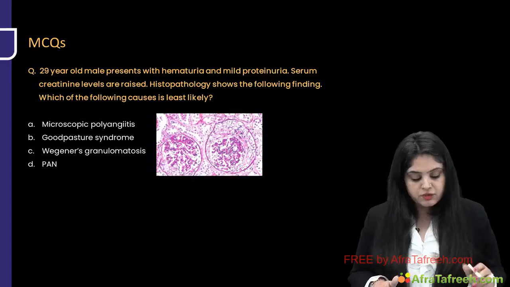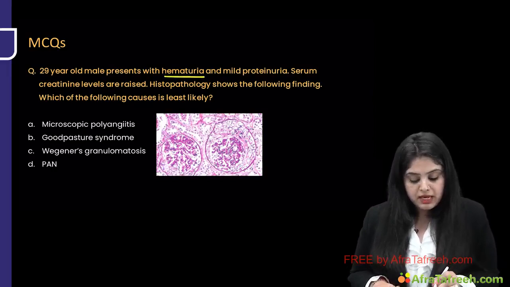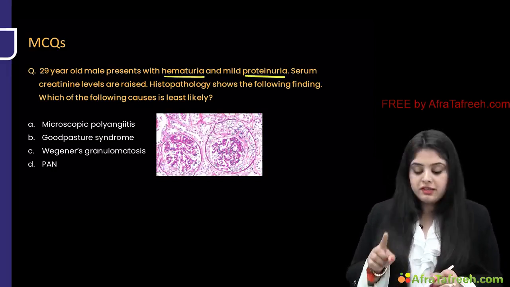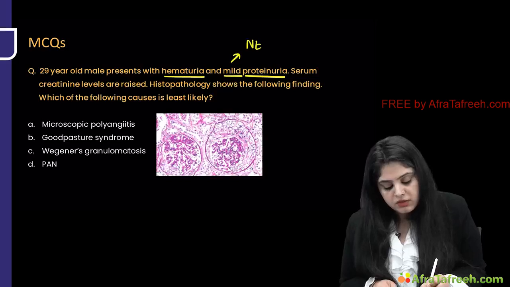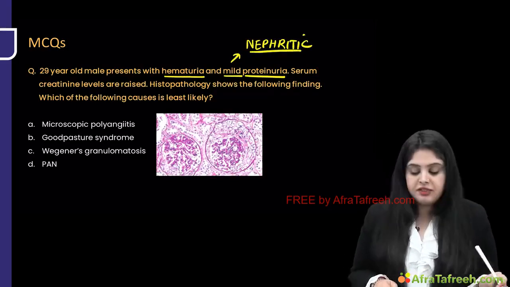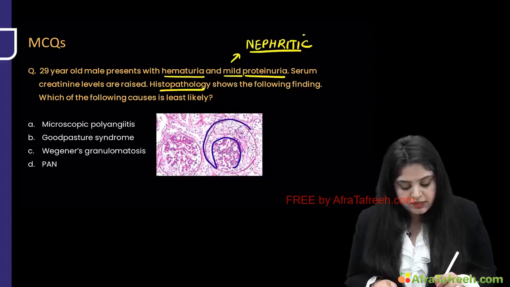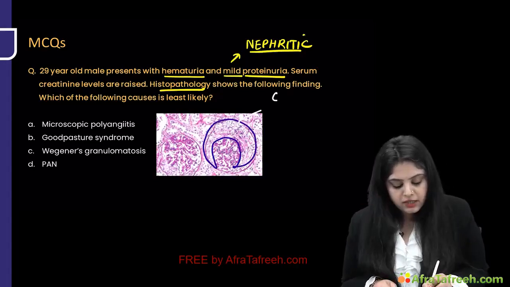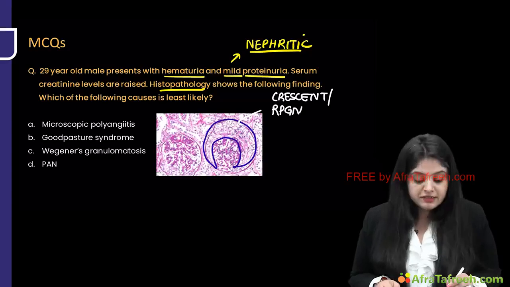Moving on to the next question. There's a 29-year-old male who presents with hematuria and mild proteinuria. As soon as they say hematuria and mild proteinuria, what is the disease? You start talking about nephritic syndromes. The serum creatinine levels are raised, histopathology is shown. What do you see in histopathology? Do you all see that crescent? I hope you started thinking of the crescent or the RPGN. You started thinking of rapidly progressive glomerulonephritis. Yes. Which of the following causes is least likely?